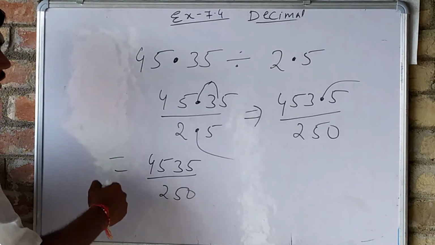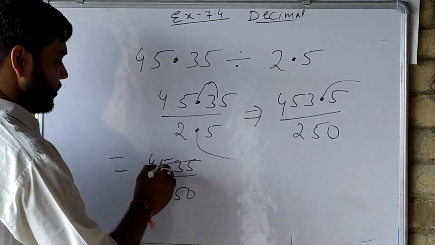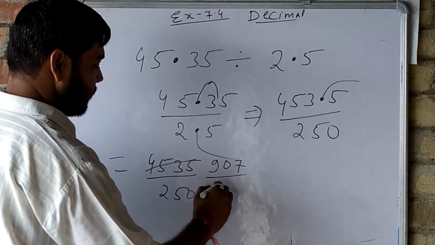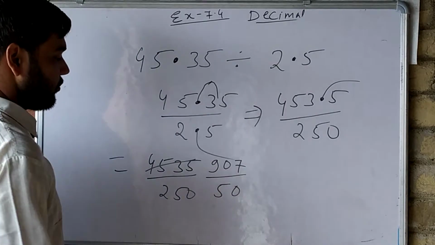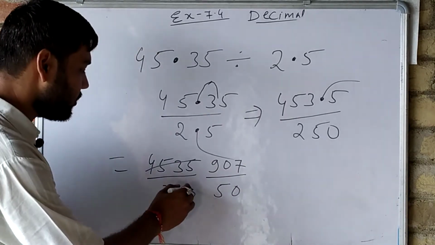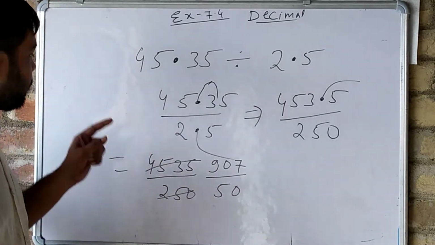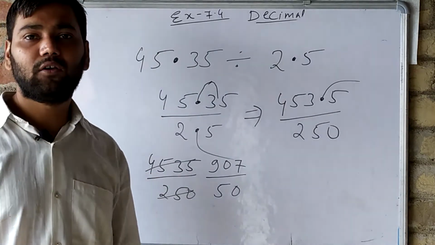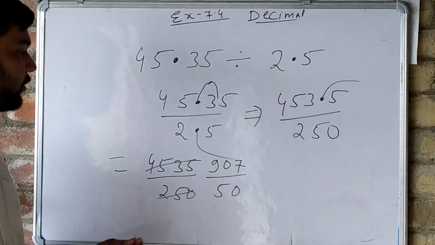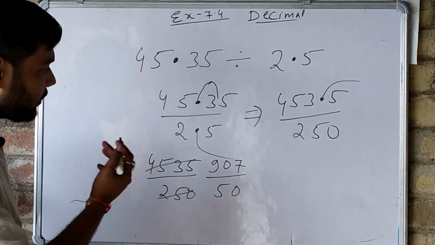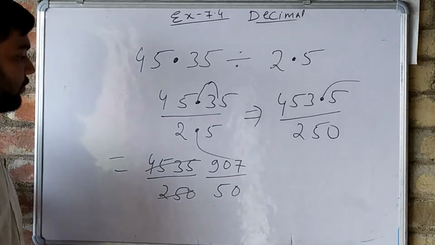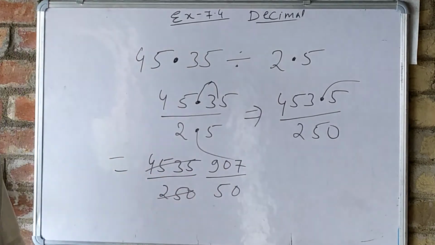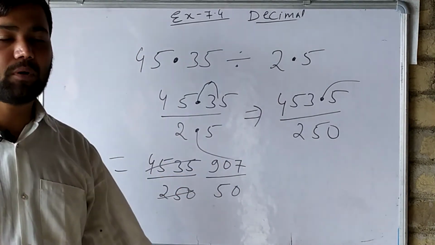So we will try to reduce it. 5 9s are 45, 0, 5 7s are 35, 5 5s are 25, 0. Those who are not able to divide like this, you can divide the way you did division in smaller classes, but try to adopt the way of cutting like this. Now here 907 upon 50. It is irreducible, because 907 is a prime number.